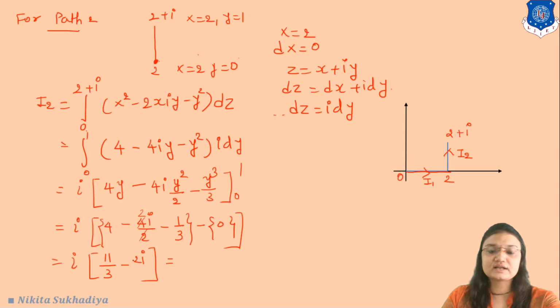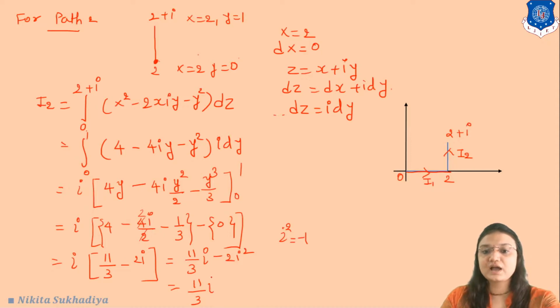Okay, so our final answer by multiplying i with 11 by 3 and minus 2i, so this will become 11 by 3i, and this is minus 2i square, and we know that i square is equal to minus 1, so our final answer is 11 by 3i plus 2. Okay, so this is our answer for I2.